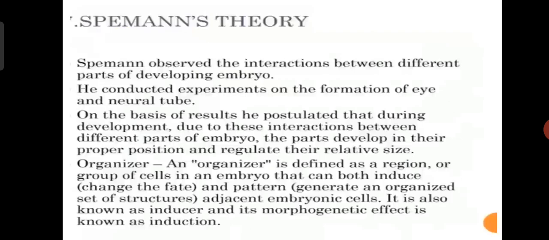Spemann named this tissue the organizer. For this discovery, he was awarded the Nobel Prize. An organizer is defined as a region or group of cells in an embryo that can both induce and pattern adjacent embryonic cells. It is also known as an inducer, and its morphogenetic effect is known as induction. In the next class, we will study embryonic induction and the organizer phenomenon in detail. This is about the Spemann theory. These are the theories we discussed today. There are a total of 10 theories, and each has given a different idea and concept. Thank you.